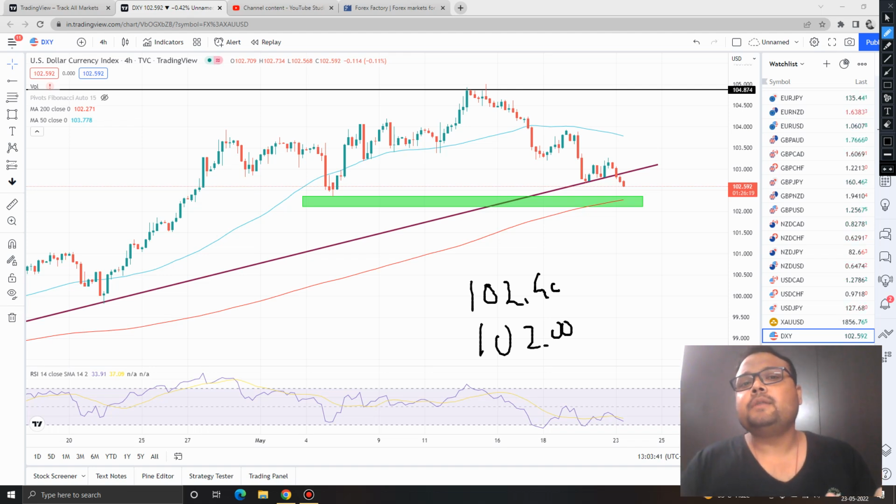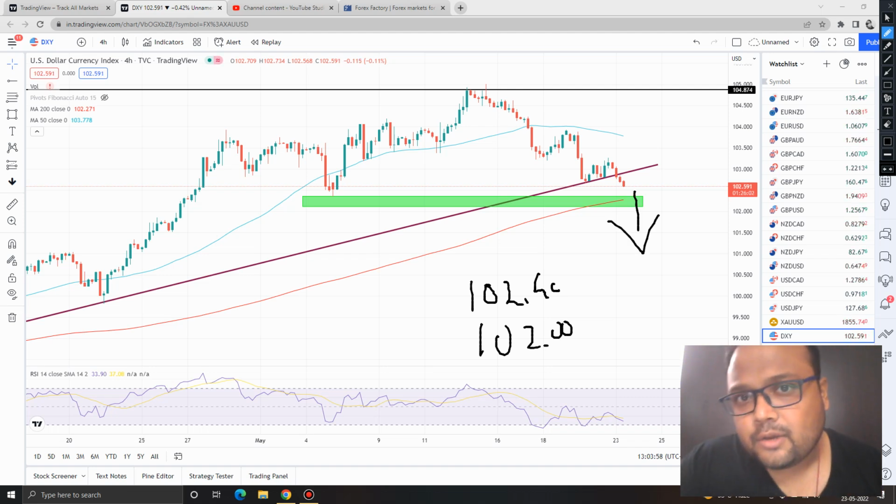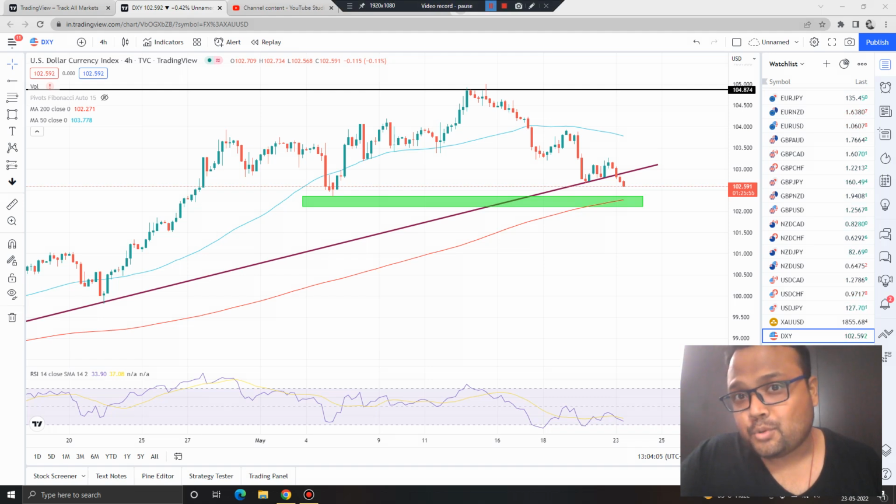Why is this level important? Because this is the level that will act as a critical support for the market. As long as DXY is standing above this level, we can consider that we are just under a correction only. But if the market breaks this particular level and starts going down further, there will be a trend reversal. So things will change from the 102 level onward.